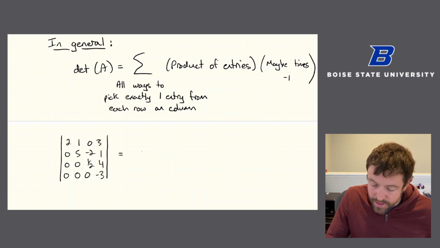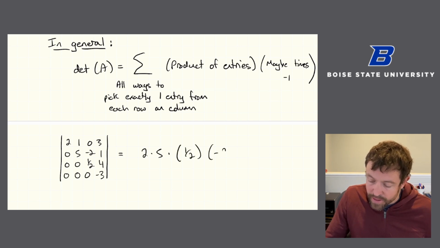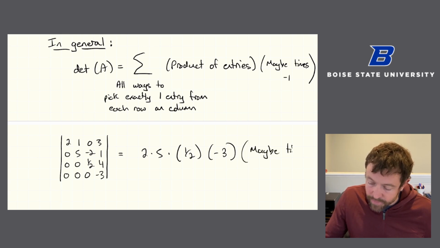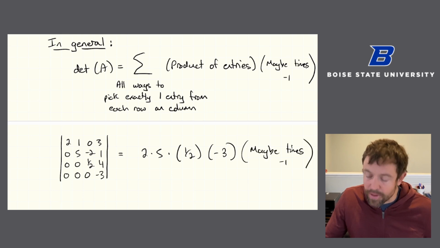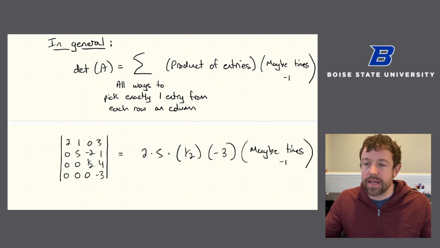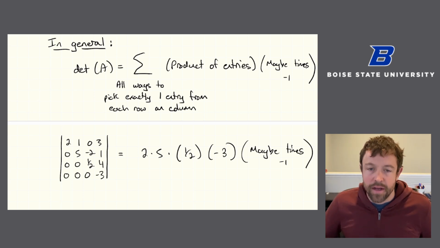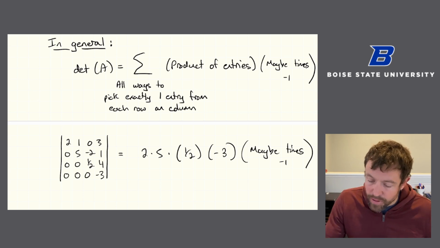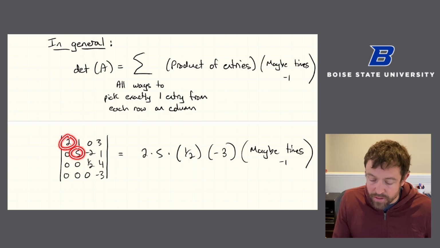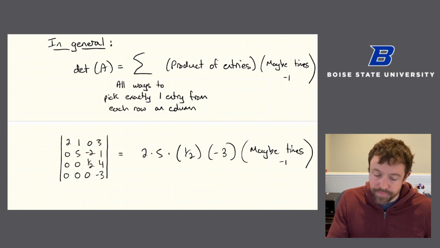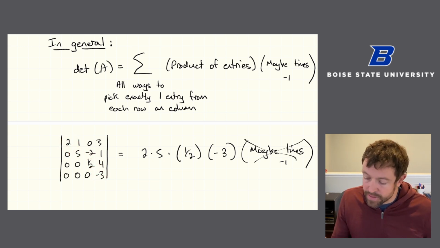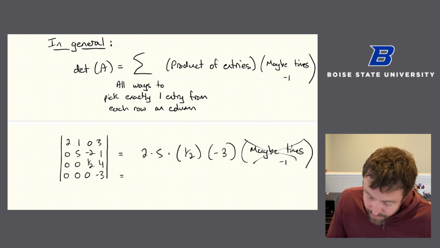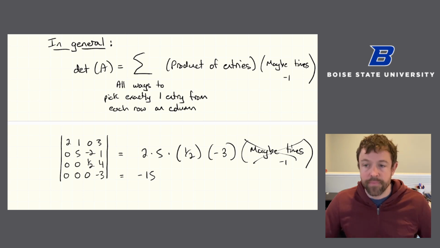And so I get that this determinant is 2 times 5 times 1/2 times -3, but I don't know if it's multiplied by -1 because the formula didn't tell me, right? This kind of, I don't know, vague way I've written it. Now, it turns out that when you pick your entries from the diagonal, you don't multiply by -1. And so actually, this determinant is -15.